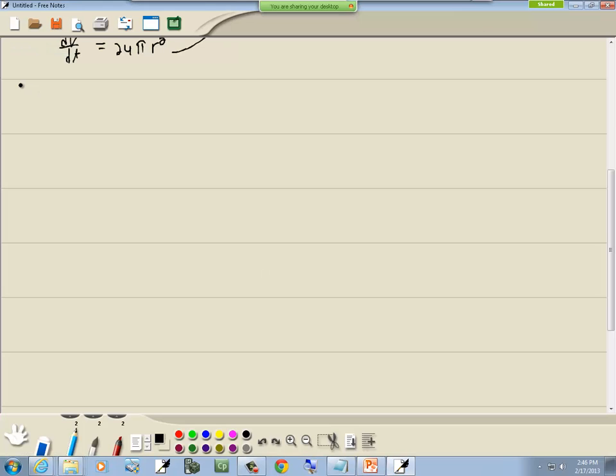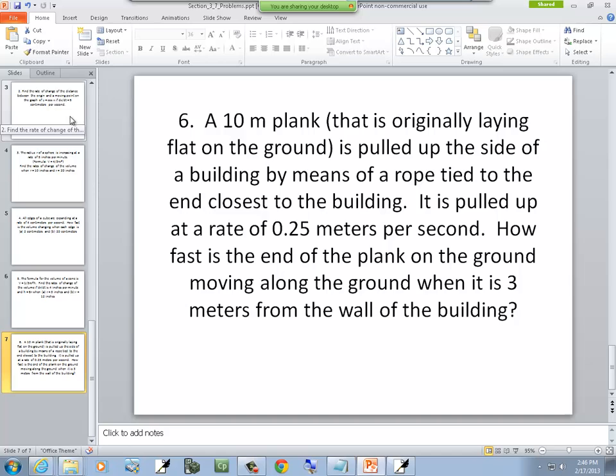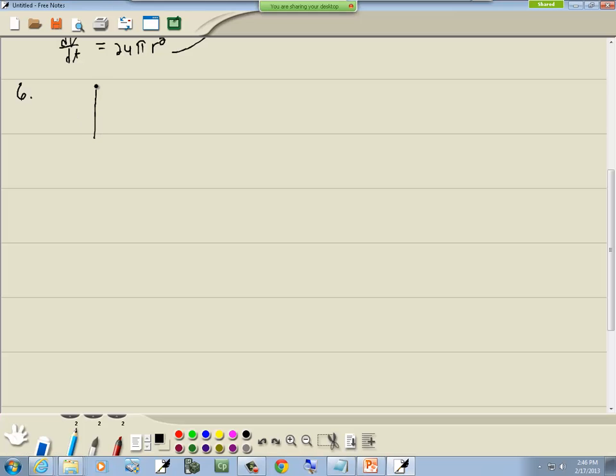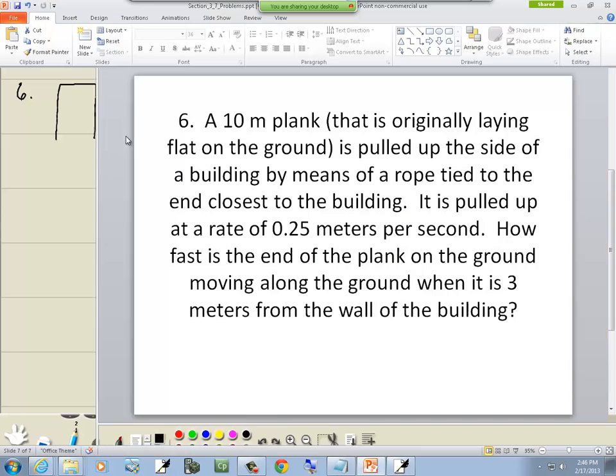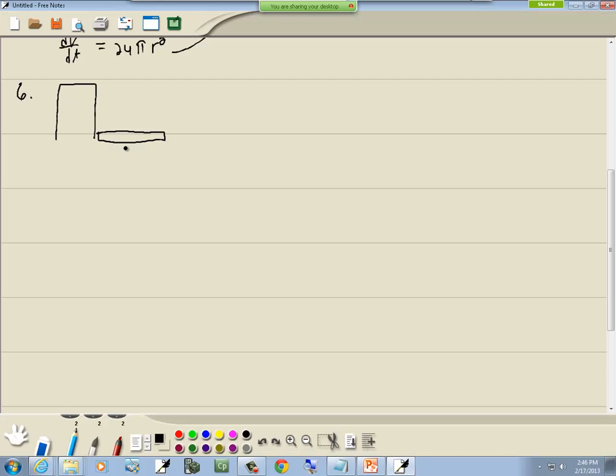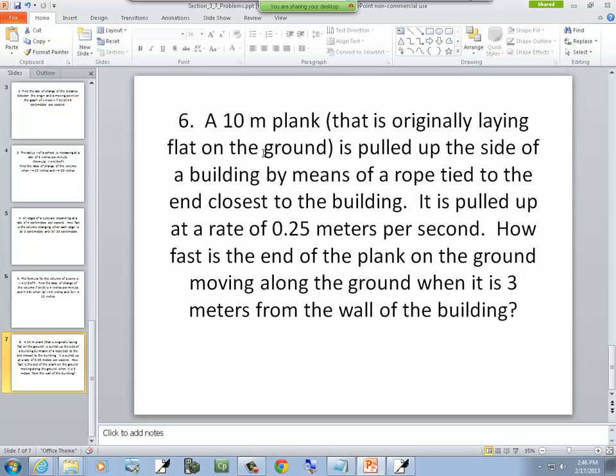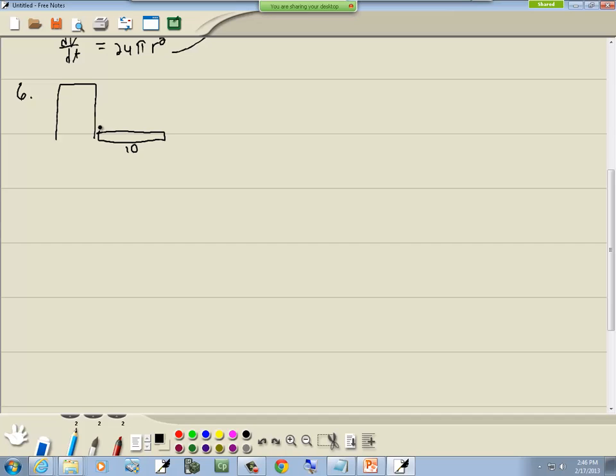Okay, number 6. It says a 10-meter plank that was originally lying flat on the ground is pulled up the side of a building. Here's my building, and here's my plank. Now the plank is 10 meters. It's pulled up the side of the building by means of a rope tied to the end closest to the building. So there's a rope tied to this end, and it's being pulled up.